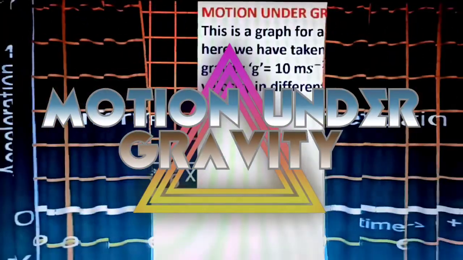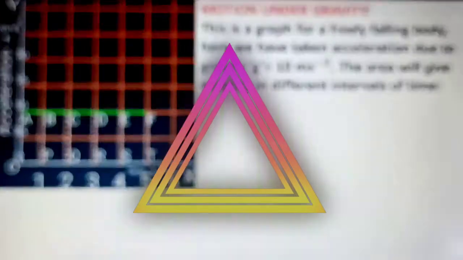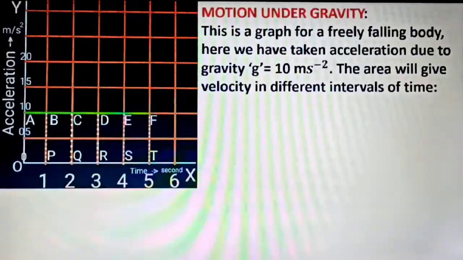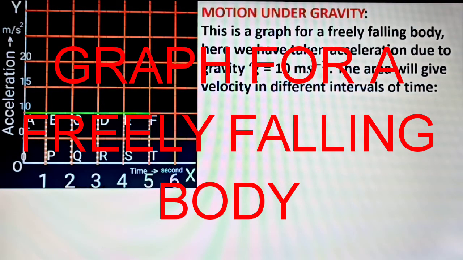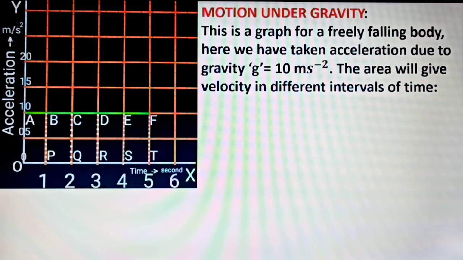Let us begin. Motion under gravity. This is a graph for a freely falling body. Here we have taken acceleration due to gravity as 10 meter per second square. The area will give velocity in different intervals of time.